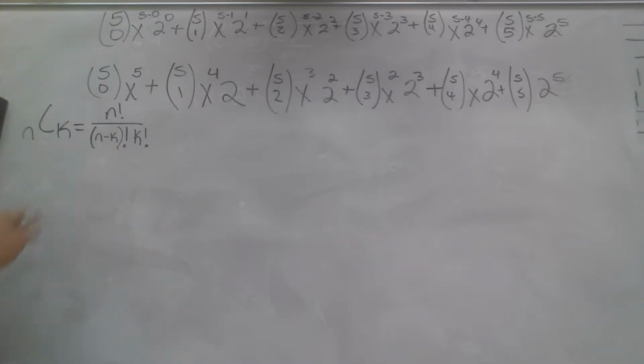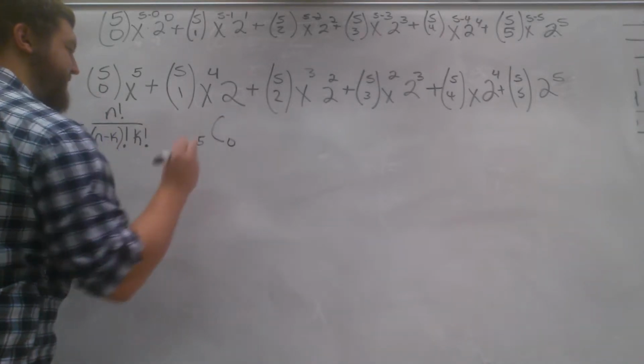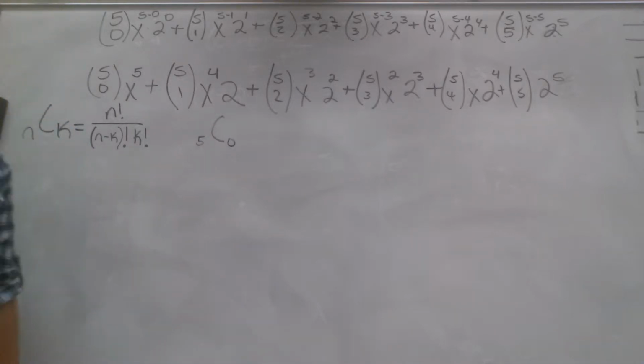So I'm going to do that for all of these. All right, so let me start with 5, 0. So I have 5C0. Now what I'm doing, okay, and I didn't say this when I taught it the first time.